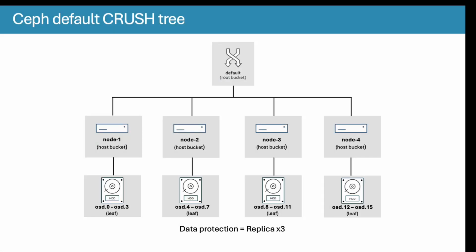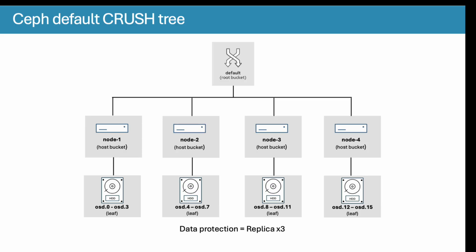We are looking at a typical Ceph starter cluster. We have 4 nodes, a number of OSDs with their respective storage devices, and a protection rule for our data. Our default protection rule is called replica 3, which means 3 copies of the data will be stored for every write.